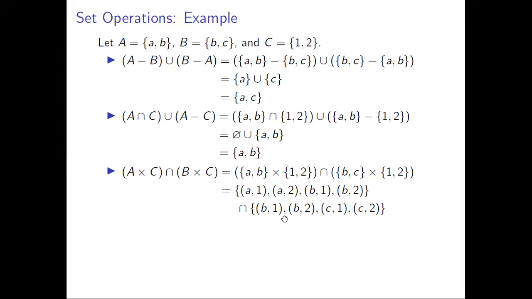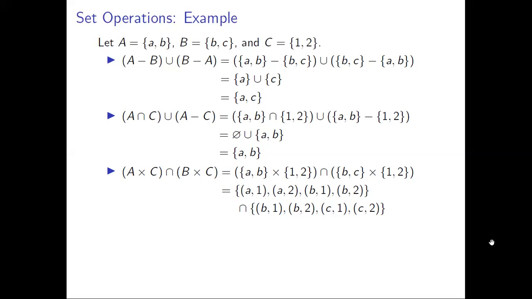Okay, so is there an intersection among these? So notice the first set that we're trying to find the intersection with has 4 elements, right? Each element is an ordered pair. So (a, 1), (a, 2), (b, 1), (b, 2). And then the second set has also 4 elements, (b, 1), (b, 2), (c, 1), and (c, 2).